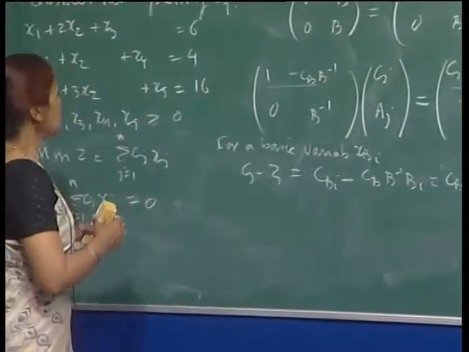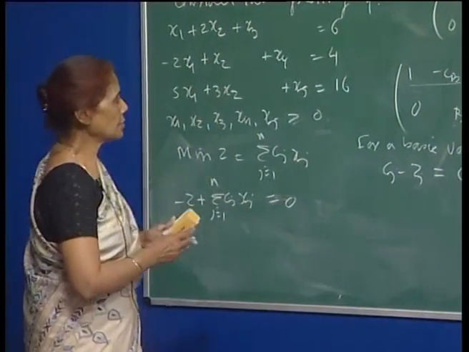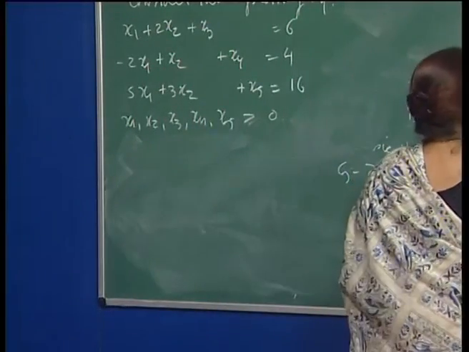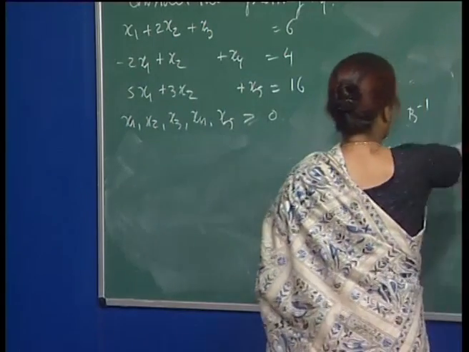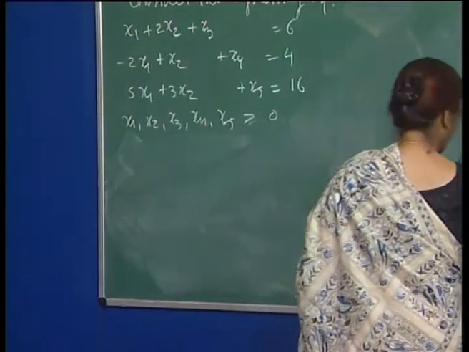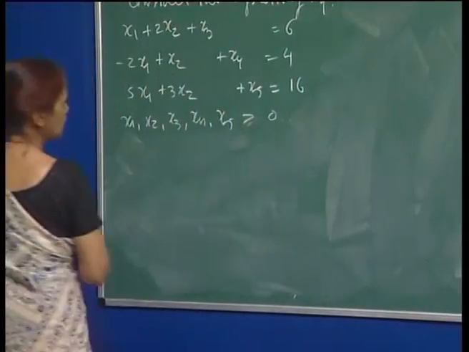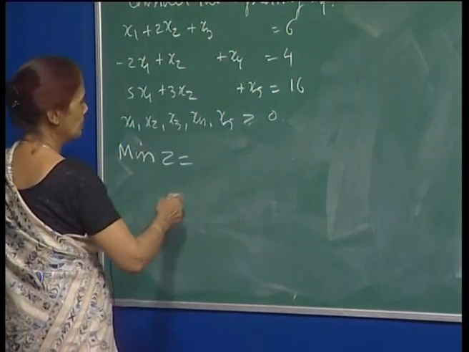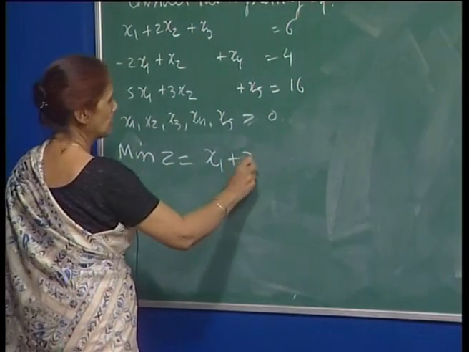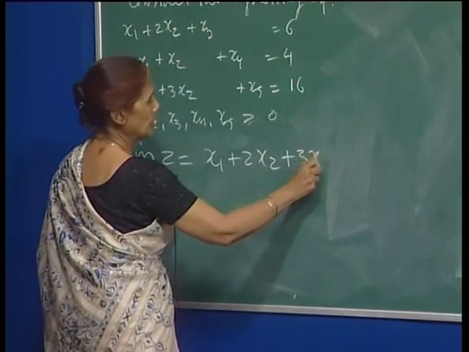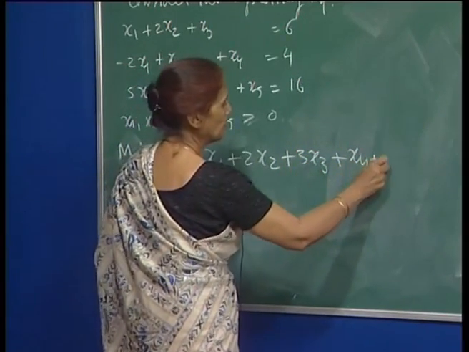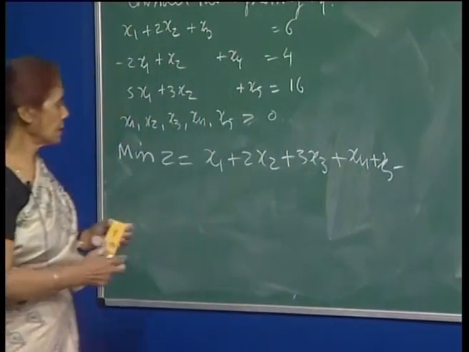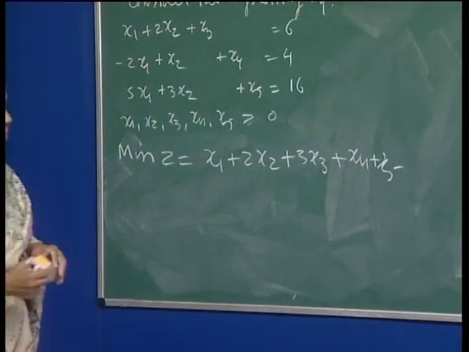Okay. So, let us now take up this example. I will introduce an objective function for you and go on explaining the computations. Suppose you minimize z equal to x1 plus 2x2 plus 3x3 plus x4 plus x5. Okay. So, this is your new problem, a simplex linear programming problem.